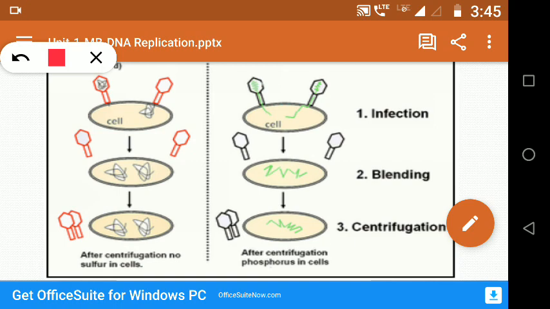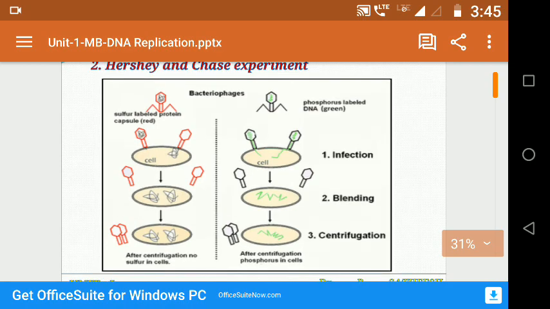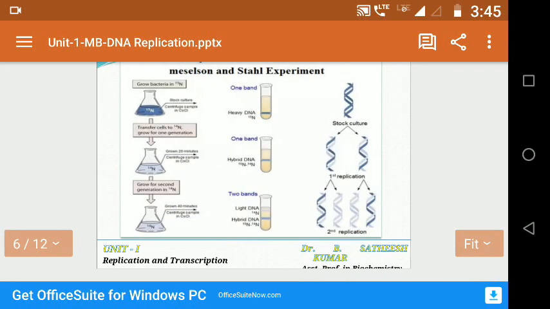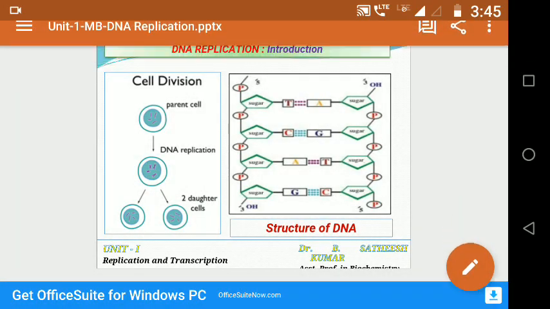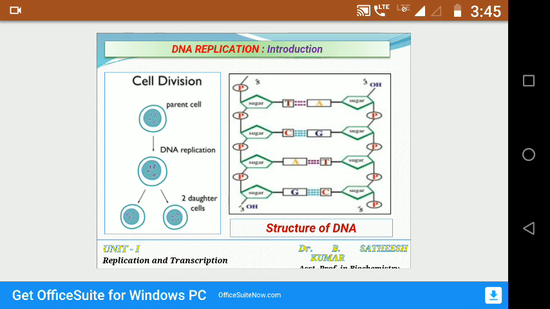So this is another experiment which proved the nucleic acids are the genetic material, not the proteins. So with this, we have covered the two experiments which proved nucleic acids as genetic material. Now let us go into the details of the replication process.